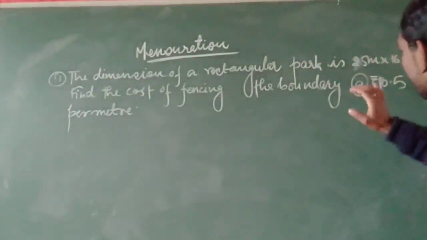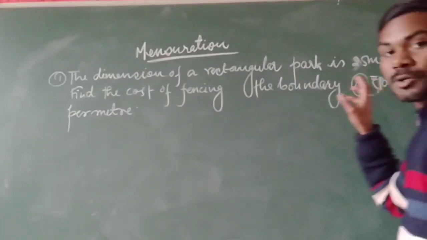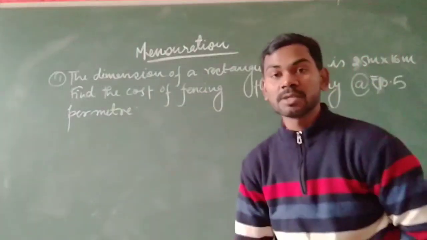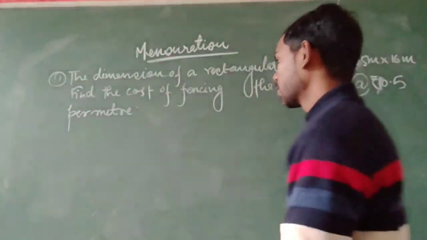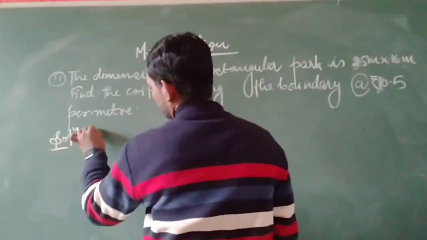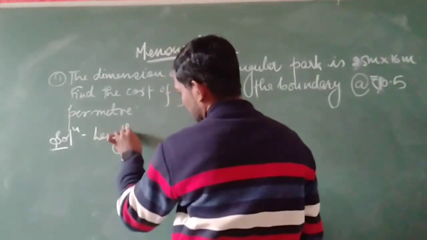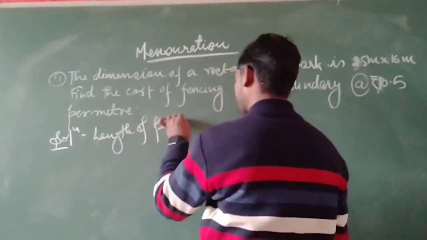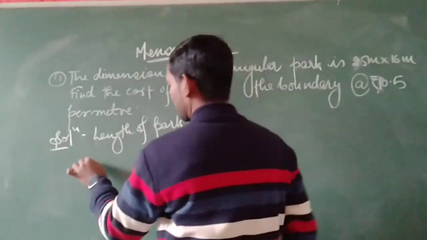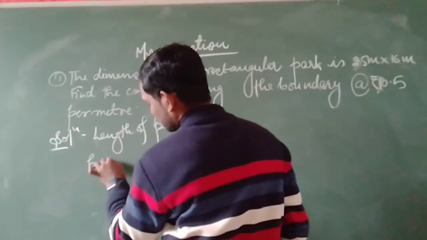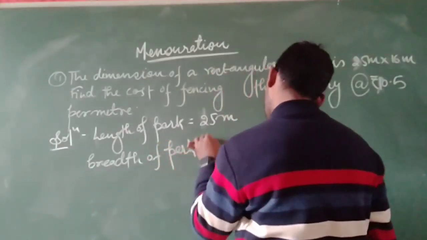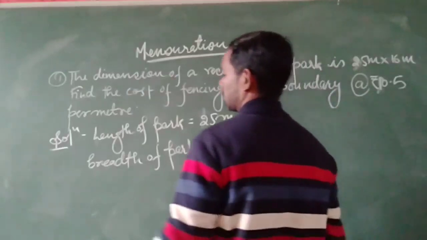Since the dimension is given in the form of 25 into 16, and 25 is greater than 16, it means that the length of the park is 25 meter and width is 16 meter. So here we write the solution. Length of park is 25 meter and width of park is 16 meter.